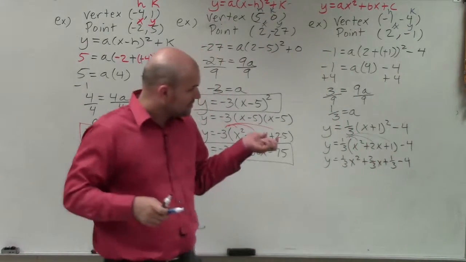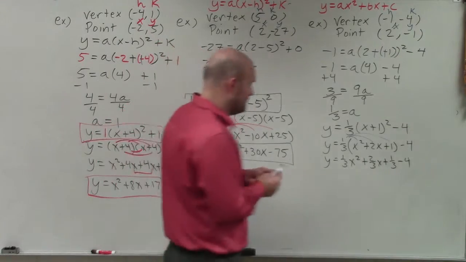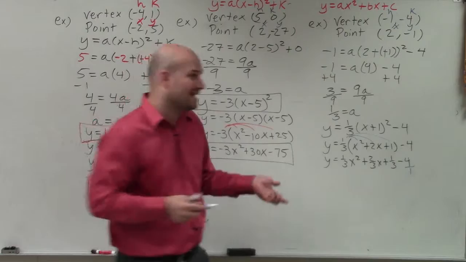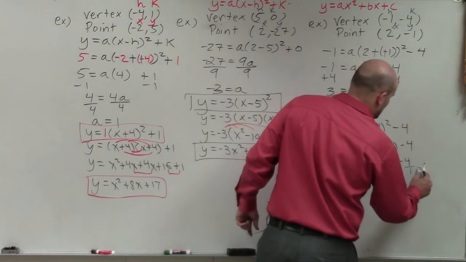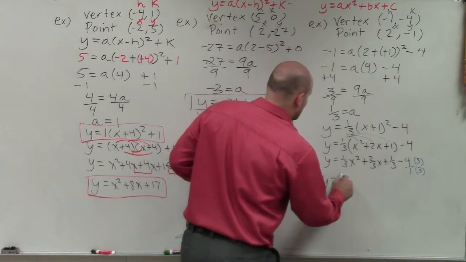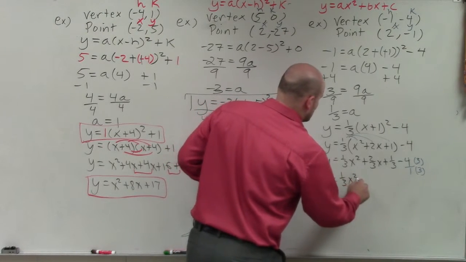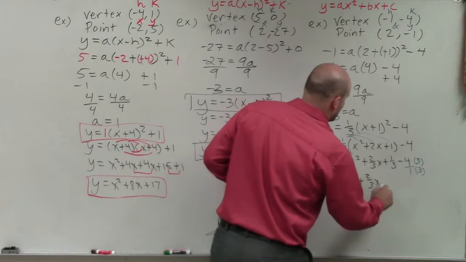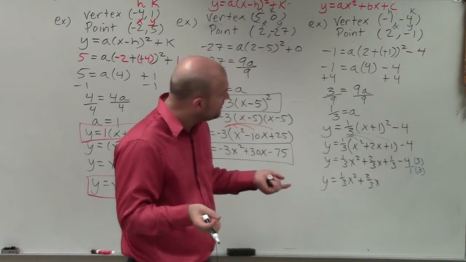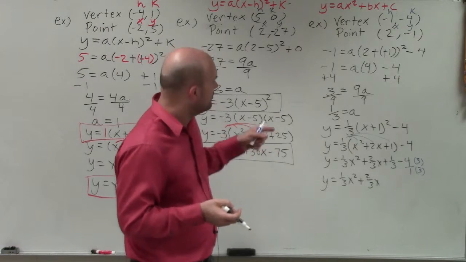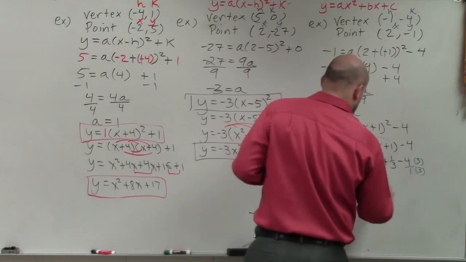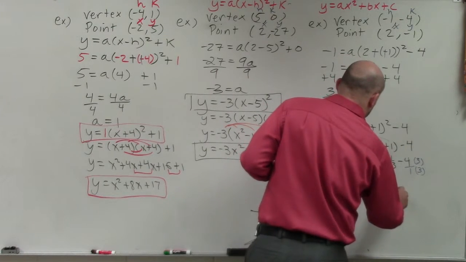Now, to combine the 1/3 and the negative 4, I have to rewrite the 4 with a denominator of 3 instead of 1. So I multiply by 3 over 3 to produce equivalent expressions. And I get y equals 1/3 x squared plus 2/3 x. And 4 times 3 is going to be negative 12. 1 minus 12 is going to be negative 11 over 3. So then that's going to give me minus 11 over 3.